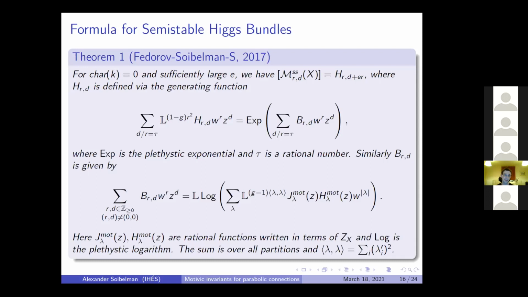So again, the formula for this BRD is given explicitly in terms of J_lambda motivic and H_lambda motivic, which are themselves rational functions expressed in terms of the Kapranov motivic zeta function. That's as far as I'm going to describe them at the moment. The exponential and the logarithm found in these formulas are the plethystic exponential and the plethystic logarithm that I mentioned earlier.